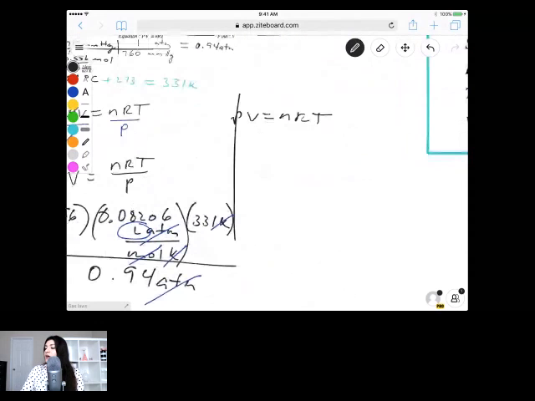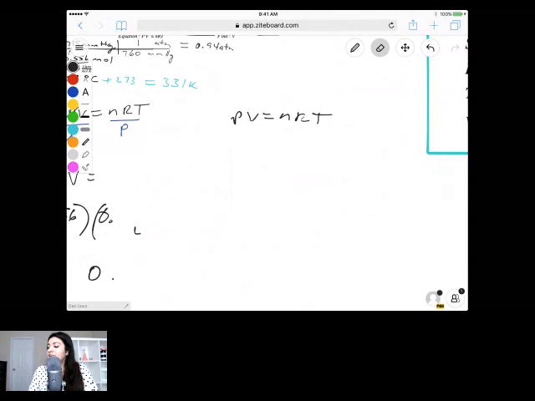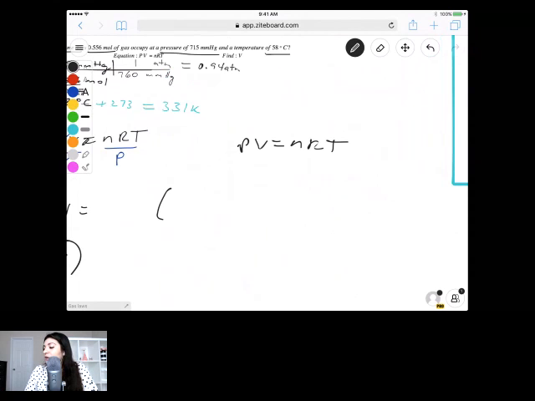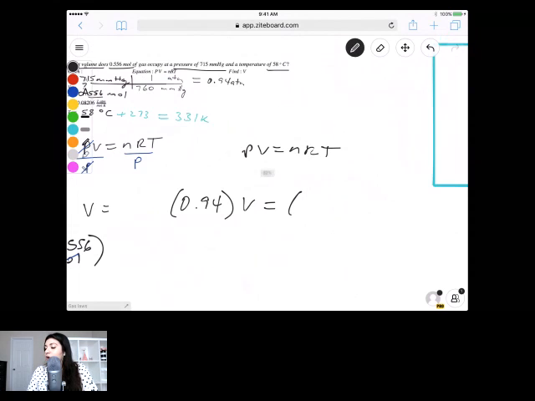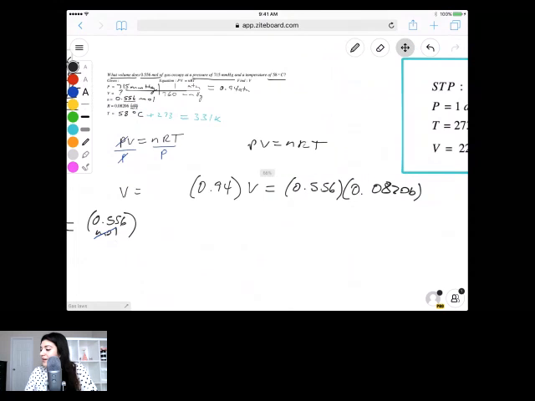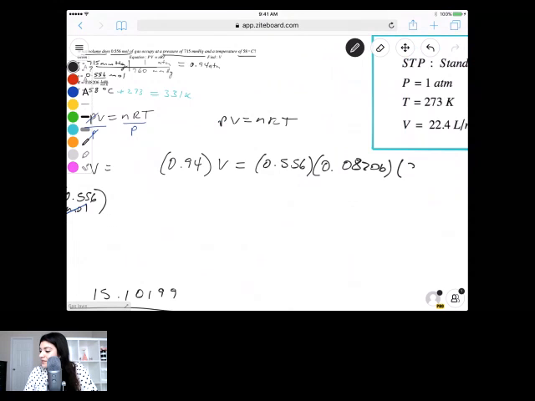And let's see how that would have worked out if we had just used the typical format of PV equals nRT. So if we didn't know what our volume was, I'm going to just leave it. So I'll plug in all of the values that we do know, and then we'll solve for V from there. Our first step would have been plugging in pressure, so that's 0.94. And then V is equal to our moles, which was 0.556, times R, 0.8206, times our temperature, 331.